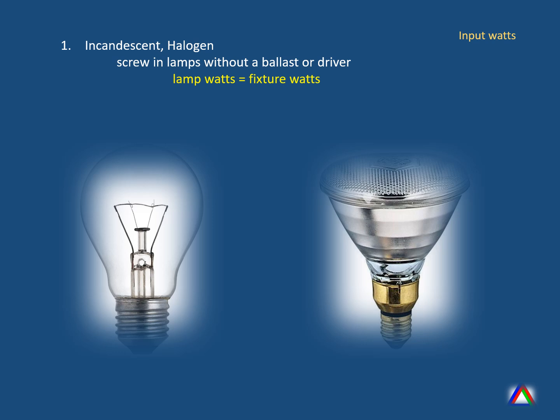When calculating input watts, there are 4 main types of light sources. First, we look at incandescent and their close cousin, halogen. These lamps run on line voltage and don't need a ballast or driver. This means that the lamps use whatever the lamp rating is. A 60-watt lamp uses 60 input watts.